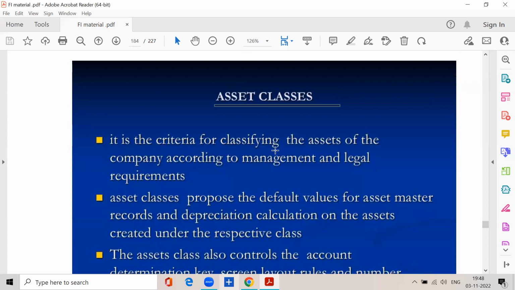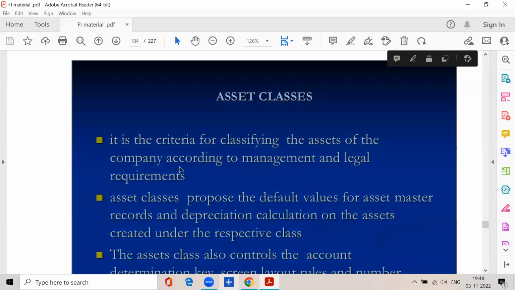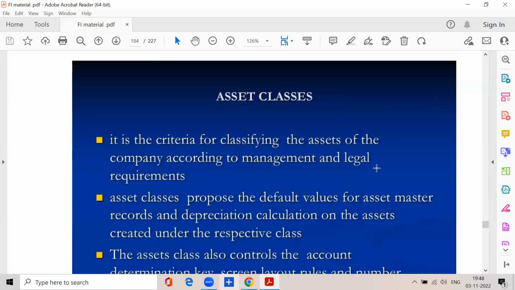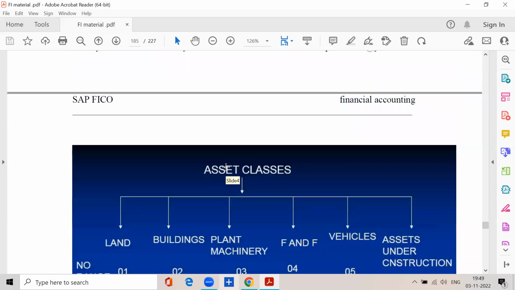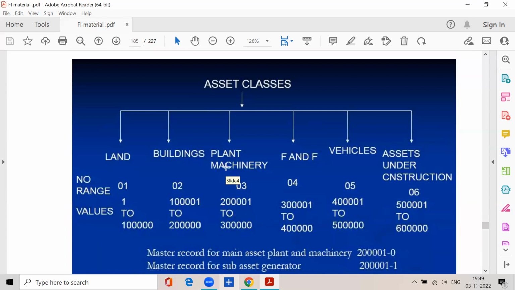It is the criteria for classifying the assets of the company according to management and legal requirements. Means, for example, how you have to classify fixed assets in the balance sheet. That means in the balance sheet, under what headings you have to display your fixed assets.